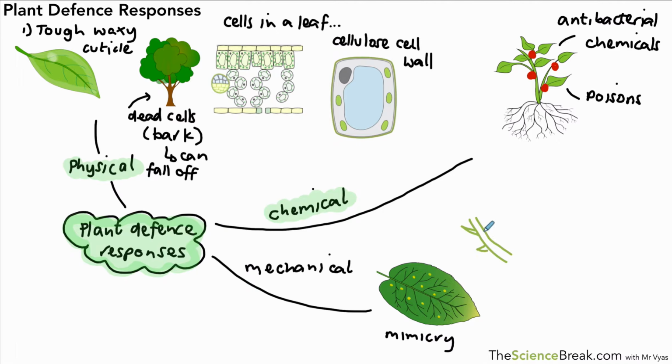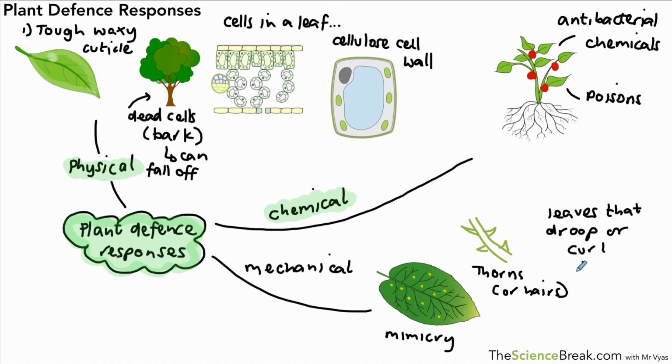Another mechanical method is when we see something like thorns on the stems of plants. You might notice that on rose bushes, they are quite stiff and pointy thorns on there, but sometimes we can also have small hairs on plants as well that deter insects or other organisms from actually either eating or actually getting into the plant.